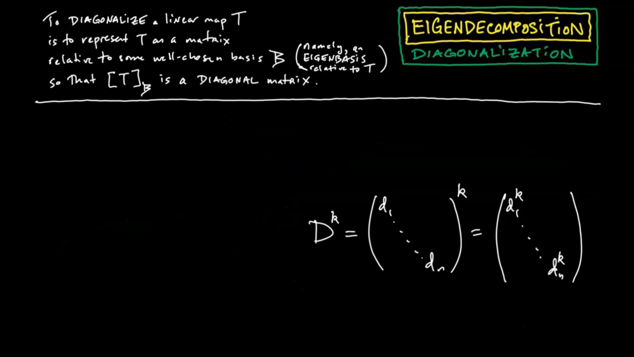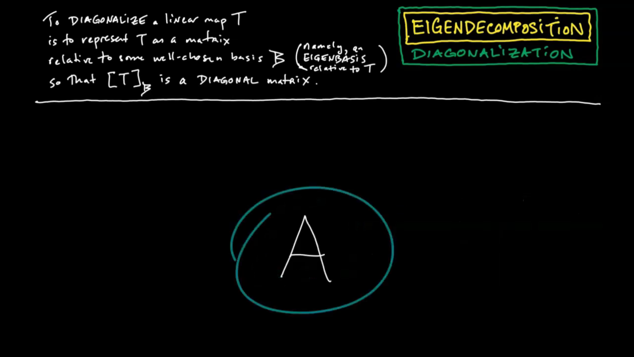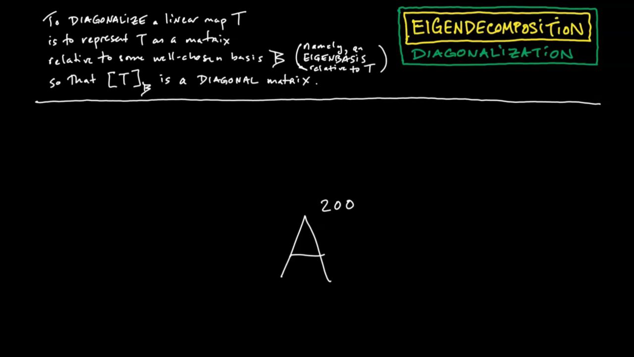But a very reasonable question you might ask here is, okay, that's all very nice, but really, this seems like a very exotic operation. Why would we ever want to take some matrix and raise it to the 200th power or whatever?